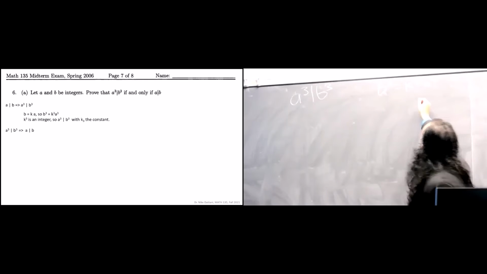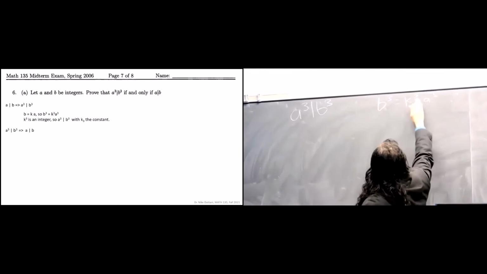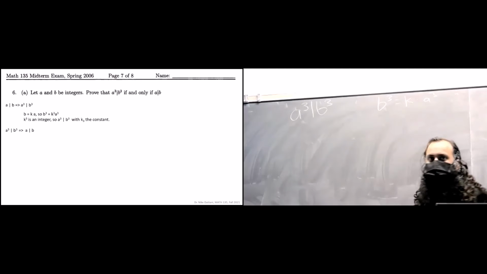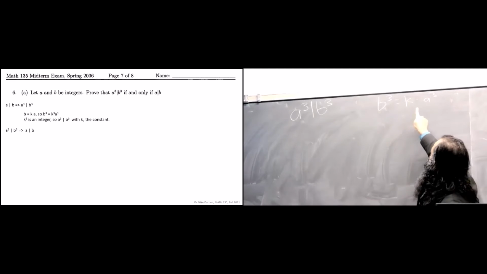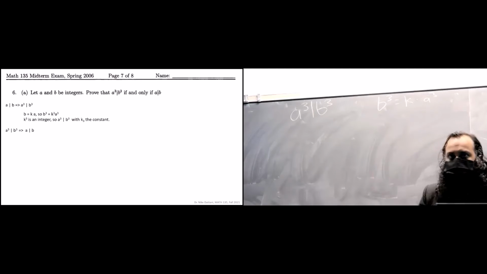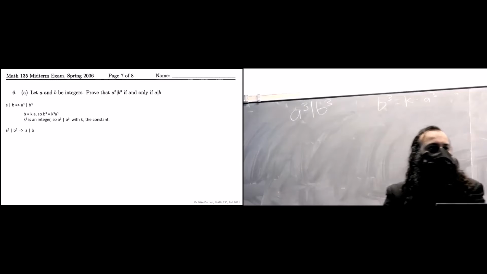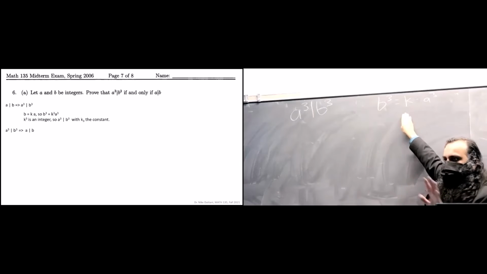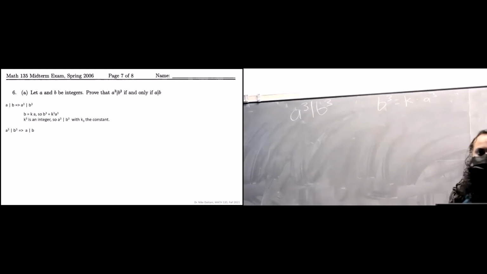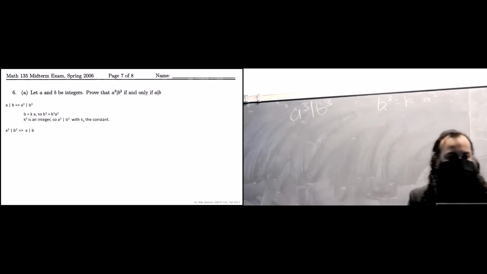Yeah, so I'm guaranteed that b cubed equals k times a cubed, where k is an integer, but I'm not guaranteed that that integer is a perfect cube. So it could just be 7. 7 is an integer. It could be 7, and 7's not a perfect cube. So I can't just start with that in my proof.